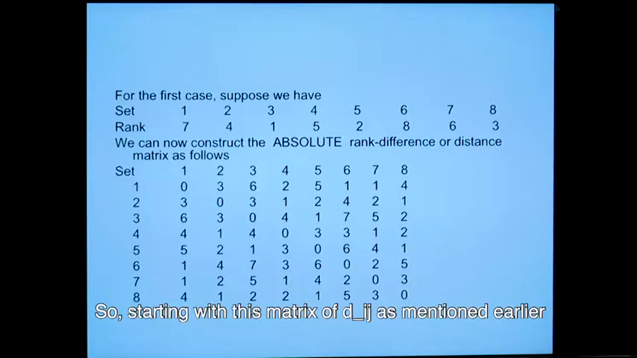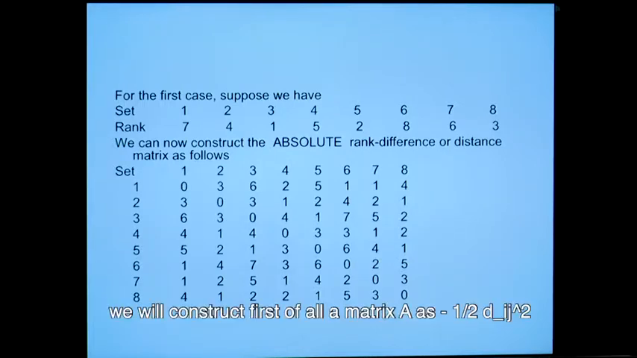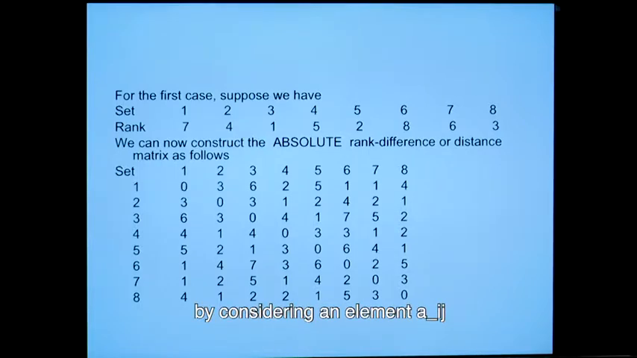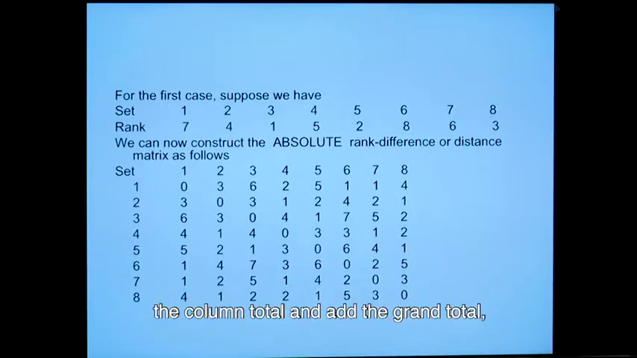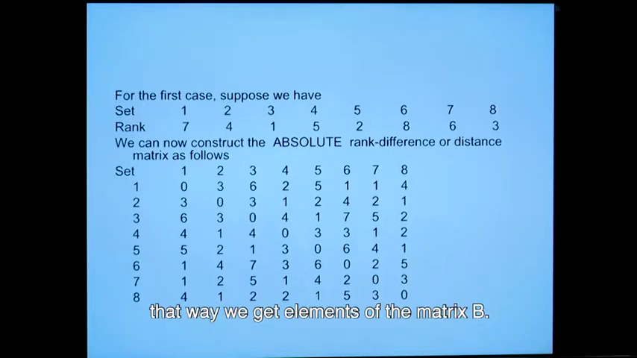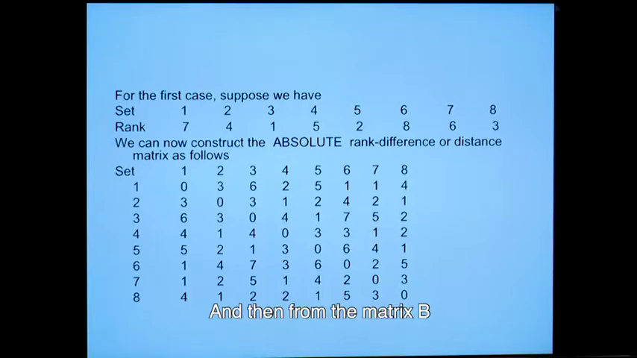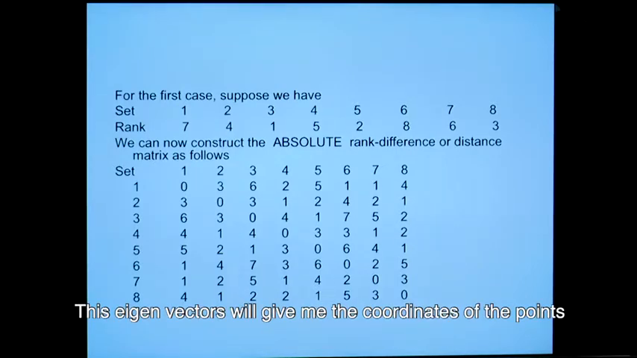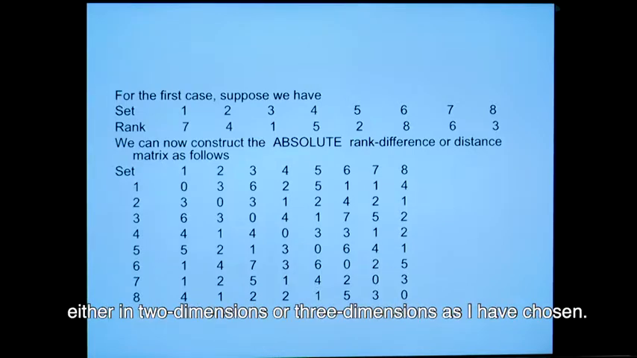So, starting with this matrix of dij's as mentioned earlier, we will construct first of all a matrix A as minus half dij square, and then from that matrix A we will construct another matrix B by considering an element aij from which we subtract the row total, the column total and add the grand total. That way we get elements of the matrix B, and then from the matrix B we calculate the eigenvalues. We take the largest eigenvalues, and from them we get the eigenvectors. These eigenvectors will give me the coordinates of the points either in 2 dimensions or 3 dimensions as I have chosen.